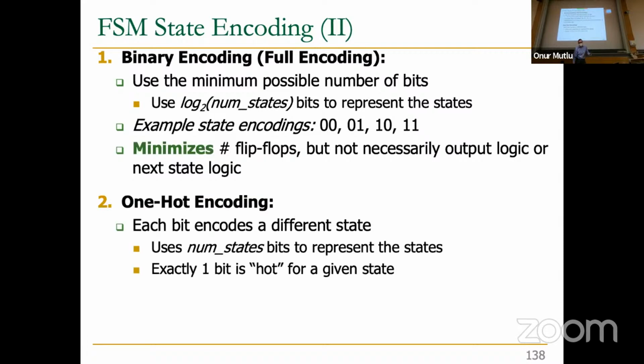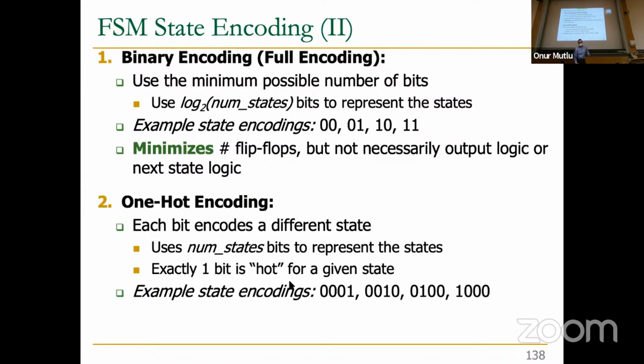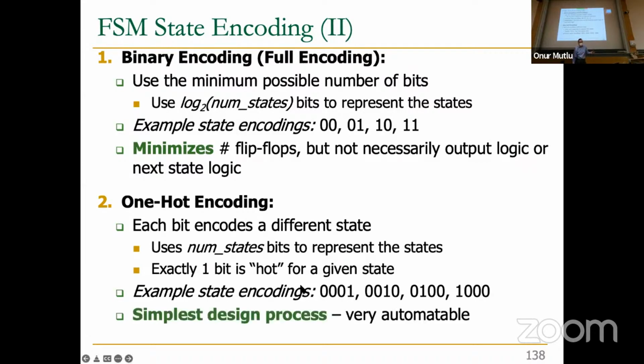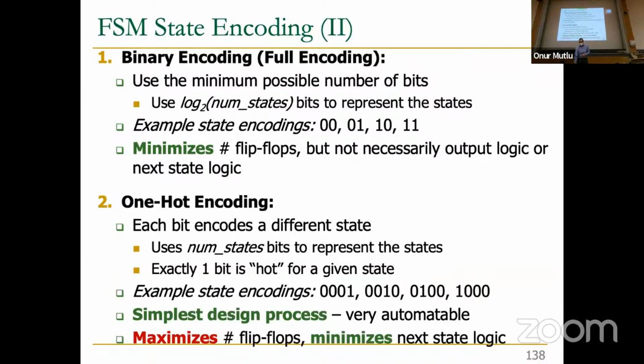One-hot encoding is a different way. Basically you have 4 different bits, and each of them becomes a 1 depending on the state. And only one of them becomes a 1. This is called one-hot because only one bit is a 1 and everything else is 0. This is actually really the simplest design process, very automatable, but it maximizes the flip-flops. So it may not be desired.